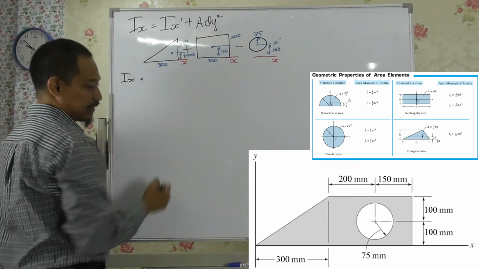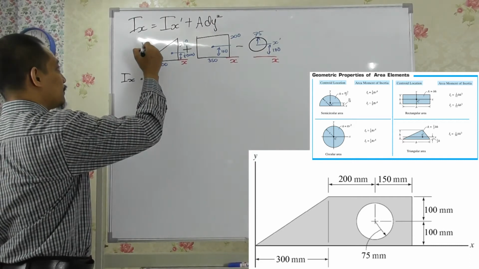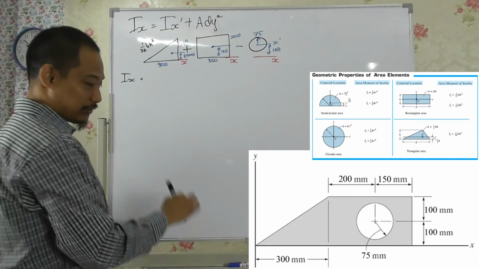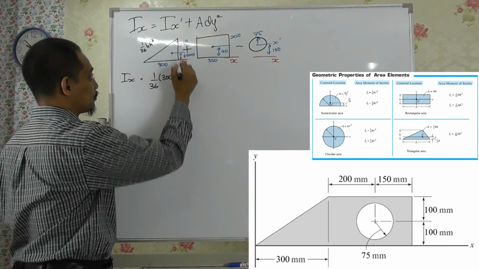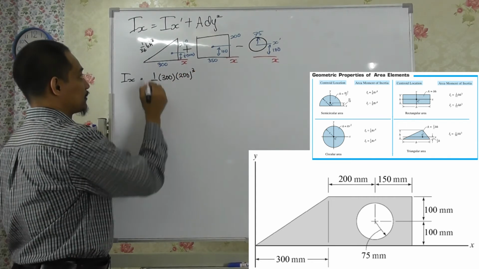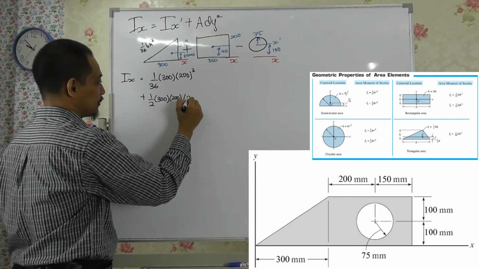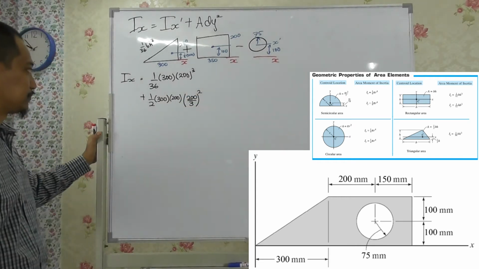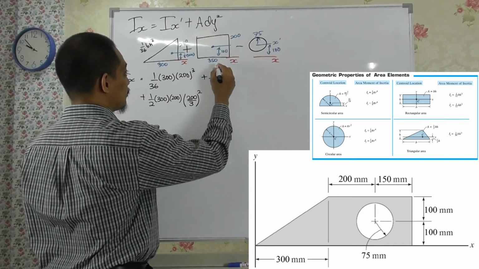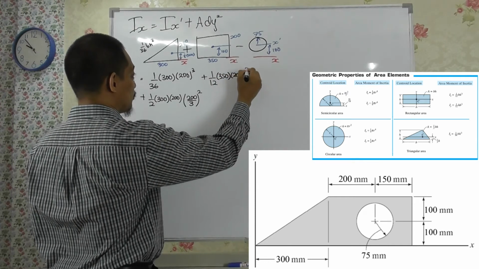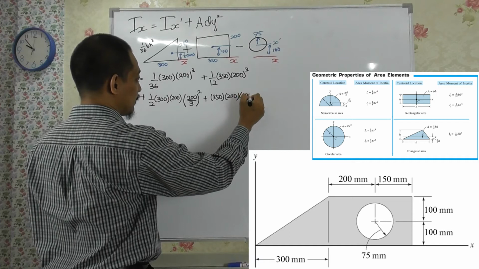So in this case, what is the equation? 1/36 bh cube, from the book. That is for the x-axis, so we can straightaway use this one. So 1/36 times 300 times h, which is 200 in this case, 200 cube, plus the area, which is half times 300 times 200, and then 200/3 squared, right? 200/3 is the dy. And then for this one, 1/12 bh cube, so 350 times 200 cube, plus the area, 350 times 200, and the distance between the two axes is 100, squared.